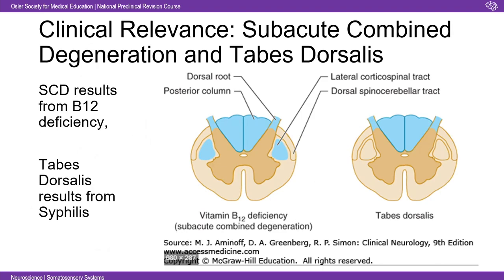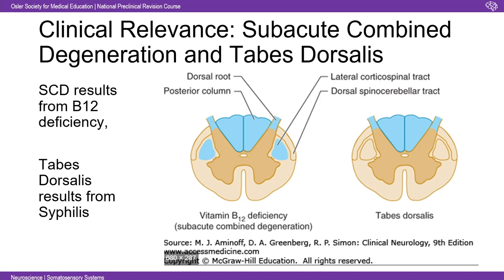The next are two examples which affect the dorsal columns in particular. The first is subacute combined degeneration. As the name suggests, that's not just the dorsal columns, that's also the corticospinal tract, which you'll have covered in your motor neuroanatomy. So in that you get bilateral loss of your dorsal column function, so proprioception, fine touch, things like that, vibration, as well as bilateral weakness. That results from a deficiency of vitamin B12.